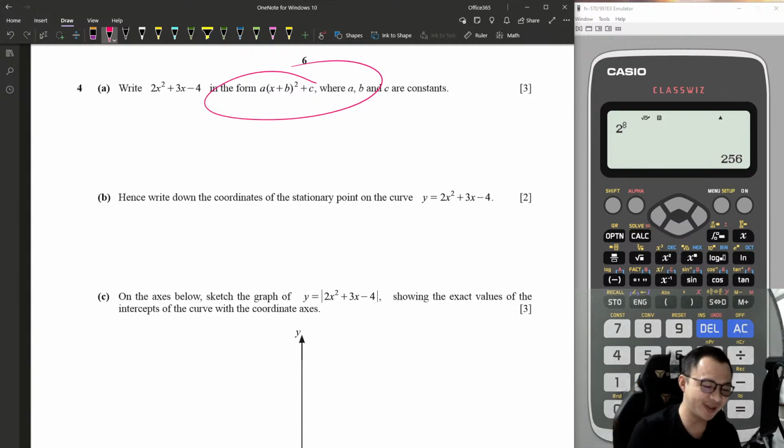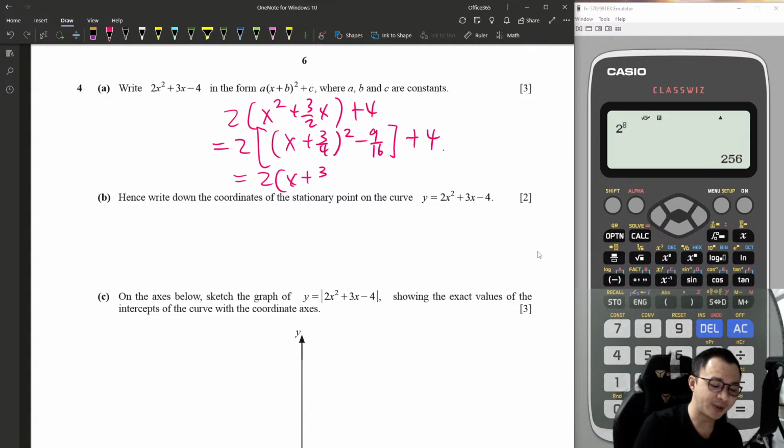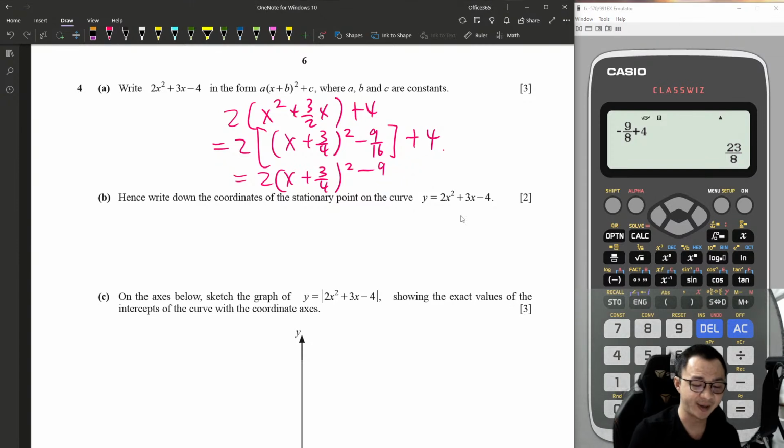Right, so yep. Since this is completing the square, let's do it as fast as possible. Take out the 2. This is x squared plus 3 over 2 x plus 4. Then I will simplify here. This is x plus 3 over 4 squared minus 9 over 16, and then close the bracket, plus 4 at the back here. Multiply the 2 over there, so 2 I will just leave outside the bracket. x plus 3 over 4 squared, minus 9 over 8 plus 4. And negative 9 over 8 plus 4, I should use a calculator, which I will get positive 23 over 8.